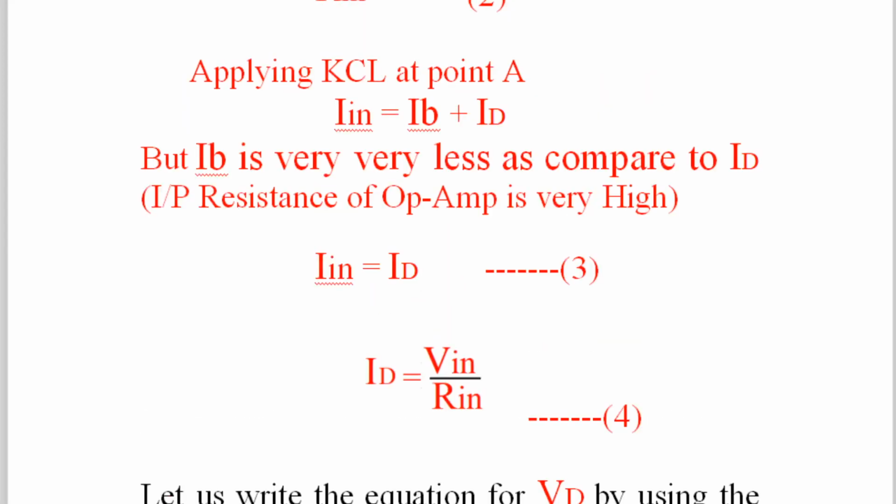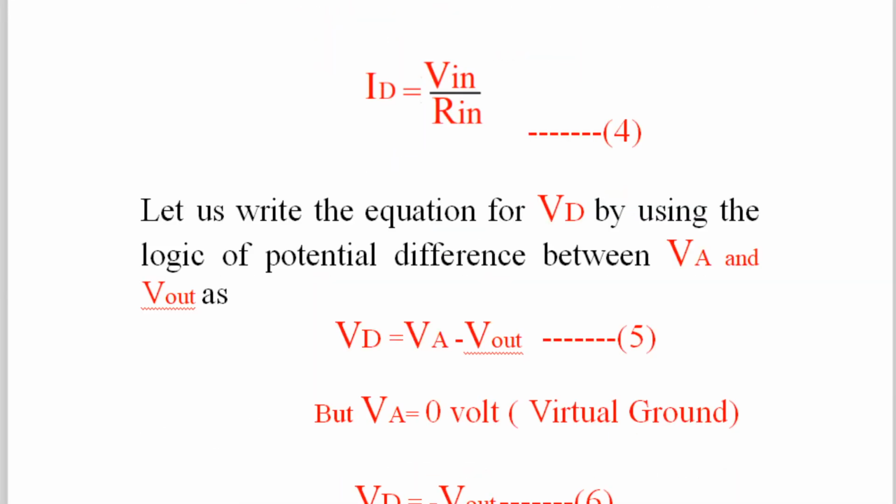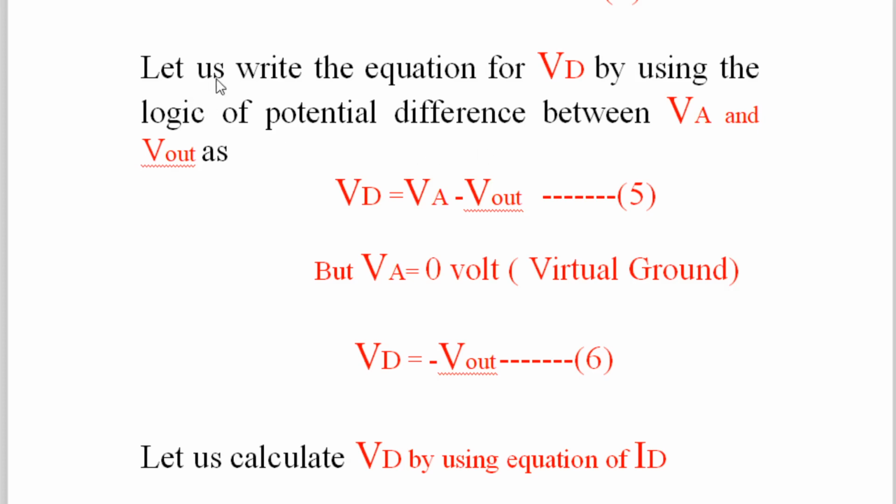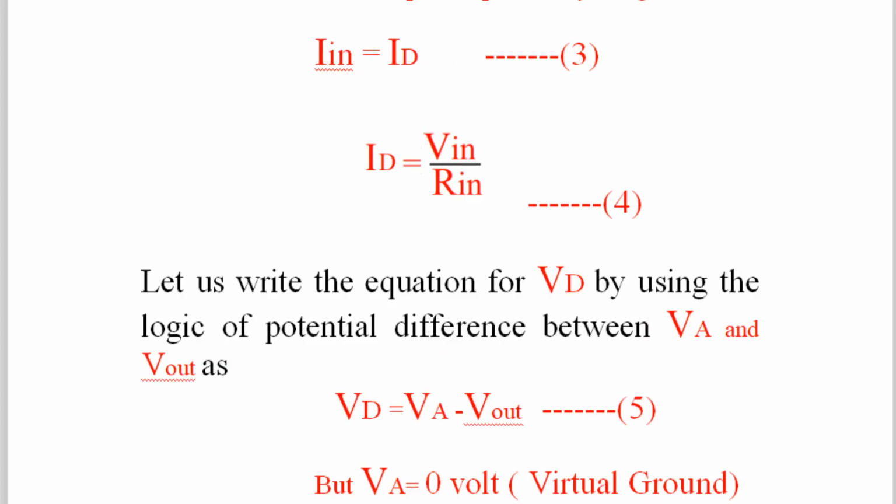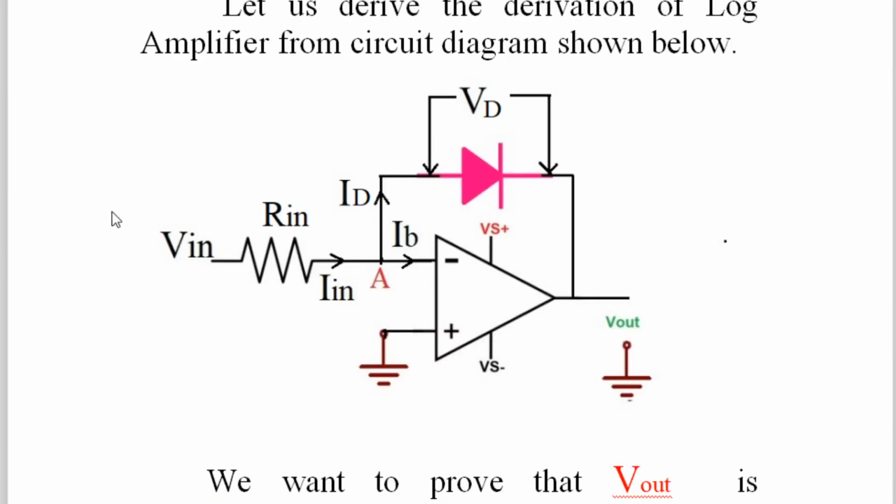Actually, our current flowing through the diode was different, so we'll come to that point. Now let us write the equation for VD. When you come to this point, remember, we cannot go inside the op amp. We have to go in this path only, because the input resistance of the op amp is very high. So let us go to this path. When you come to this path, you will find there is a diode and therefore VD. How to write the voltage across the diode? As I told you, it's very simple. Voltage across the diode is nothing but the potential difference between anode and cathode.